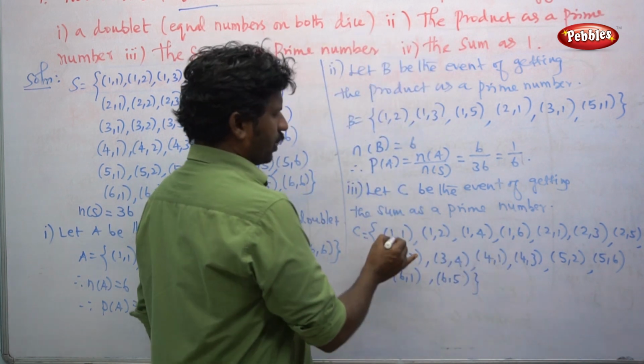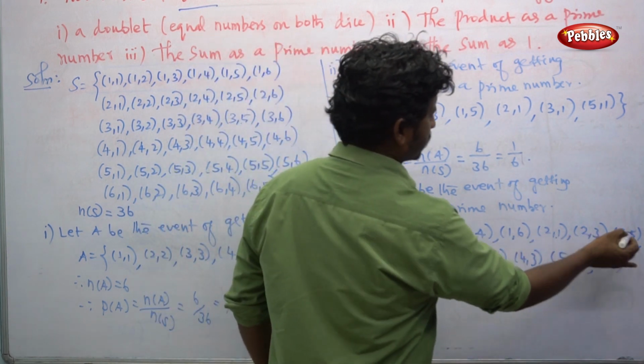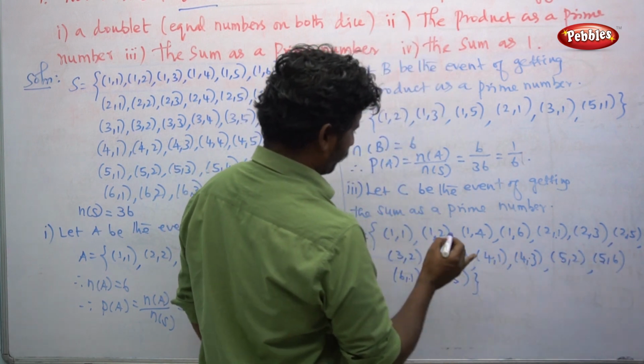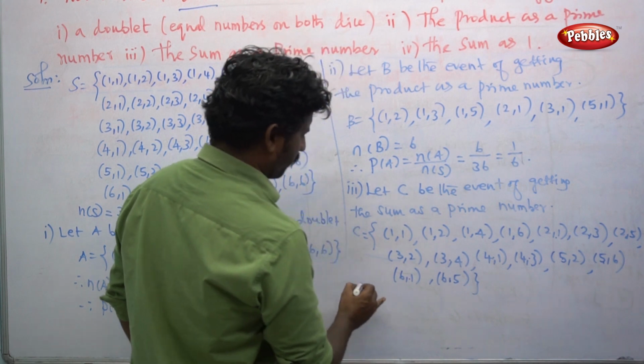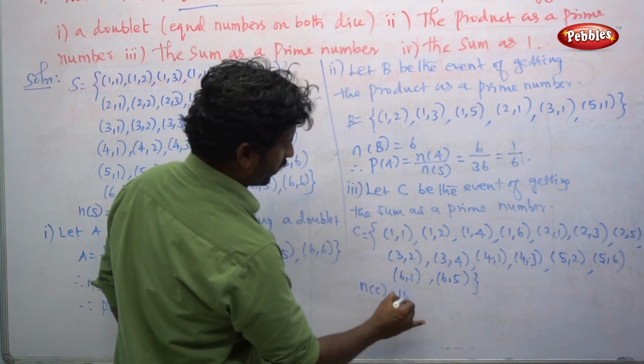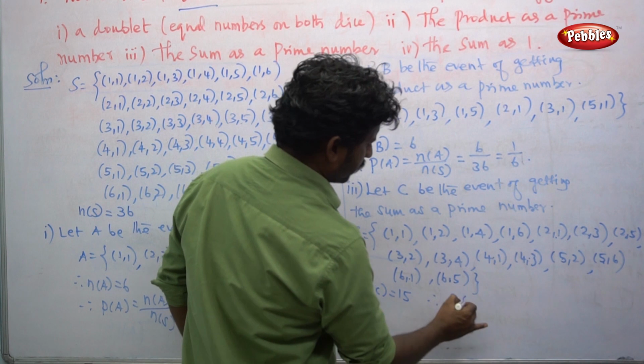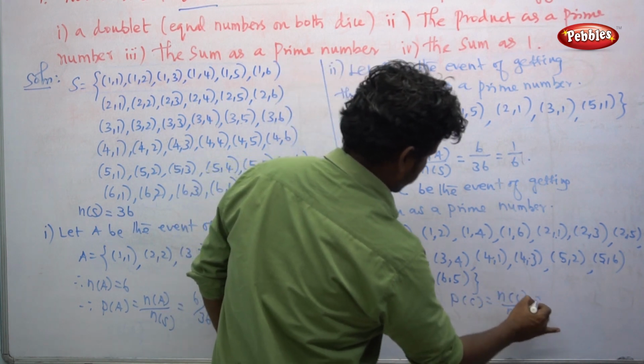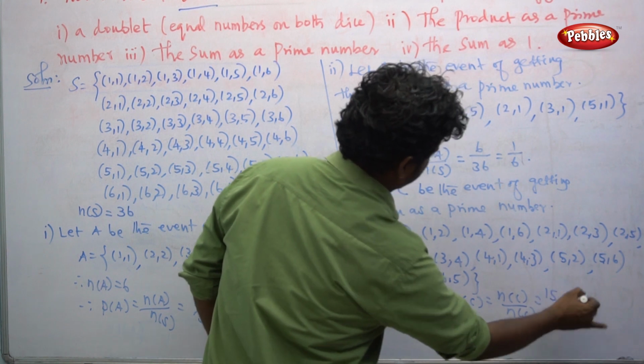Now count: 1, 2, 3, 4, 5, 6, 7, 8, 9, 10, 11, 12, 13, 14, 15. So n of C is equal to 15. Therefore P of C is equal to n of C by n of S, so 15 by 36.